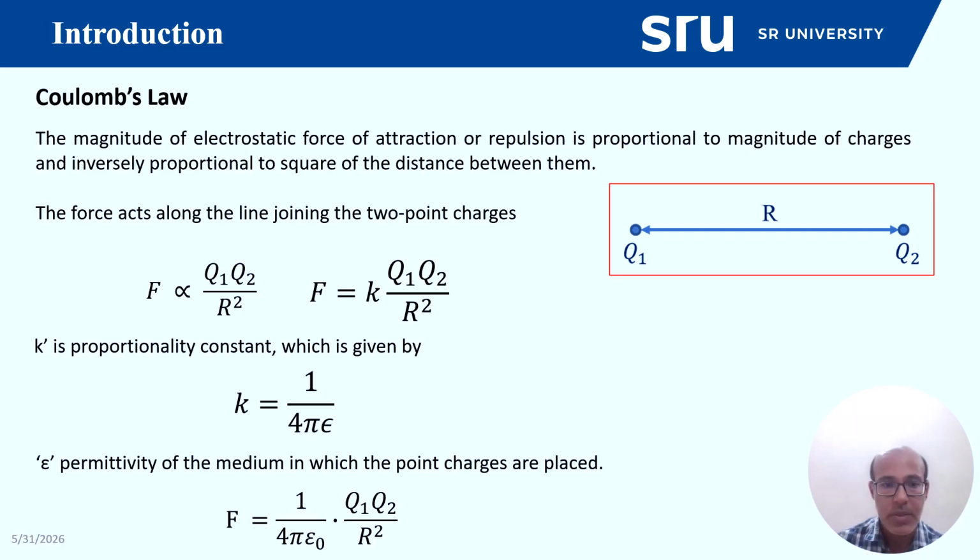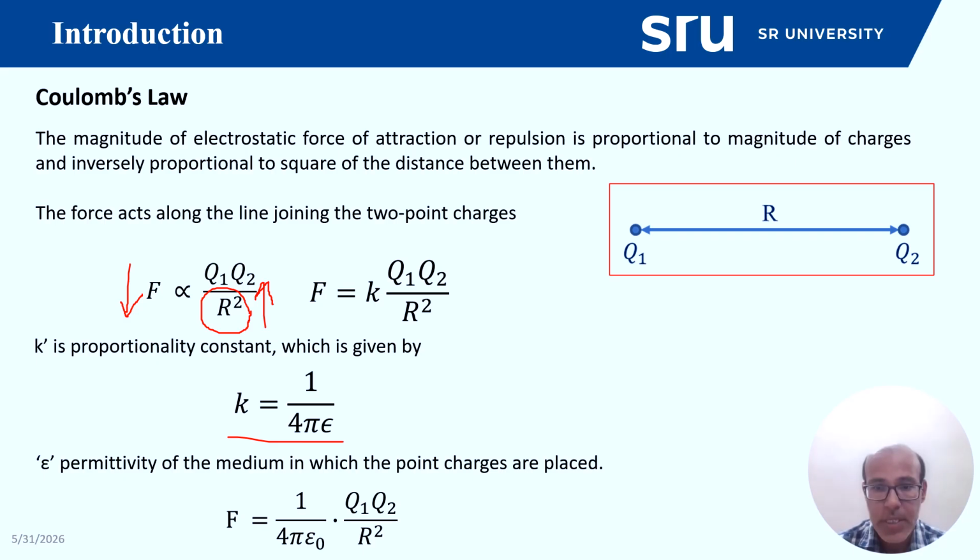So the very famous inverse square law: as the distance increases, the force of attraction or repulsion decreases, and when the charges come too close to each other, the separation decreases and the force increases. So it is directly proportional to the product of the magnitude of charges and inversely proportional to the square. If you remove the proportionality, we get a constant K, which equals 1 by 4 pi epsilon, where epsilon is the permittivity of the medium in which these charges are placed.